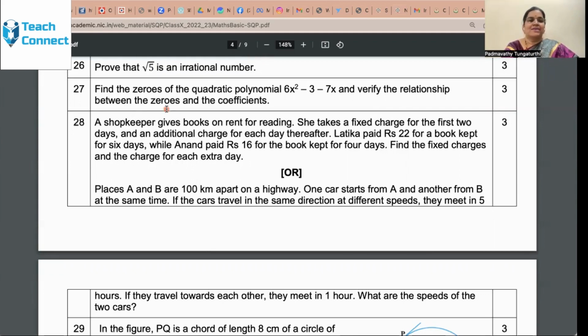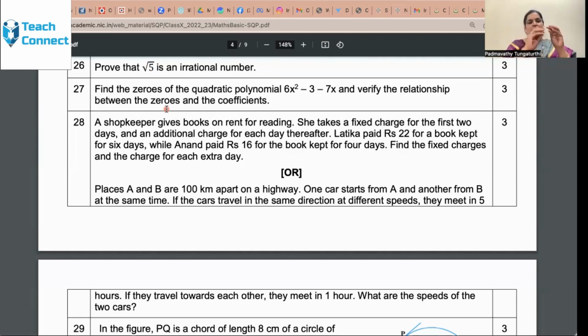Now, question number 28. A shopkeeper gives books on rent for reading. That means reading is very important for the children. They should read. They can also borrow books and read. They don't have to buy books every time. She takes a fixed charge for the first 2 days and an additional charge for each day thereafter. There is one scheme like this. The child should understand. Latika paid rupees 22 for a book kept for 6 days, while Anand paid rupees 16 for the book kept for 4 days.